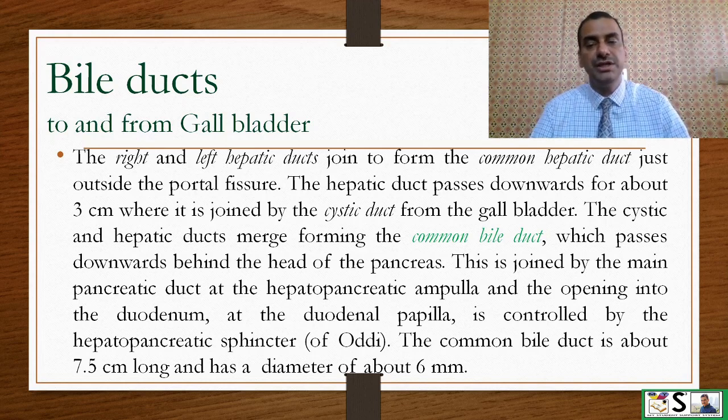This is joined by the main pancreatic duct at the hepatopancreatic ampulla, and the opening opens into the duodenum at the duodenal papilla, and it is guarded by the hepatopancreatic sphincter or sphincter of Oddi. The common bile duct is about 7.5 cm long and has a diameter of 6 mm.